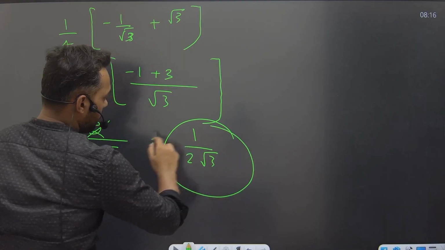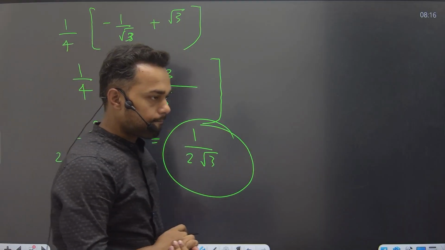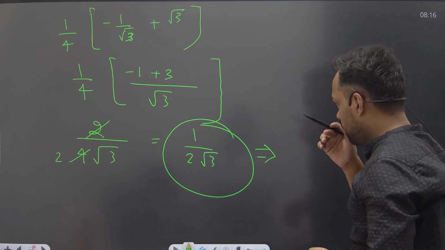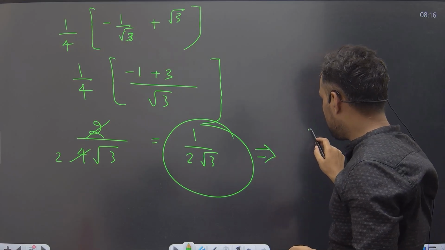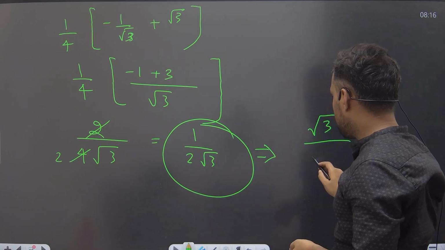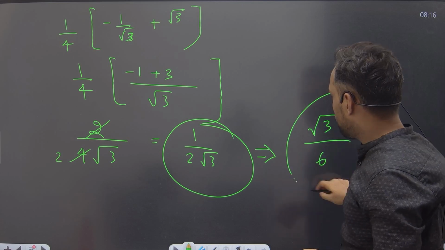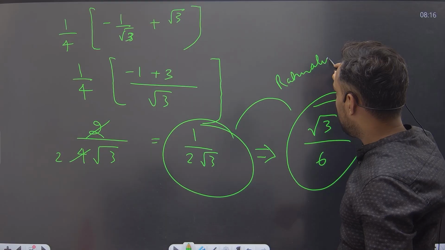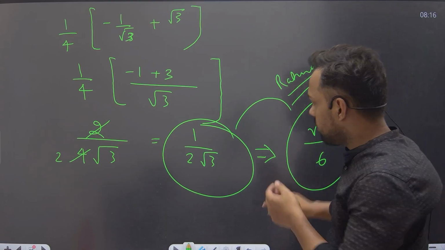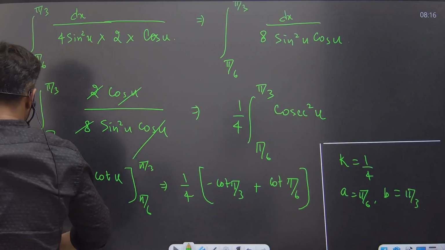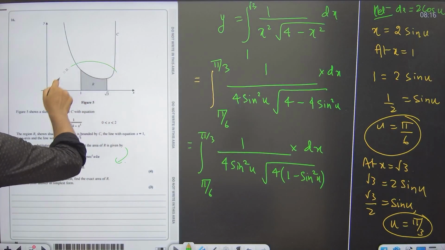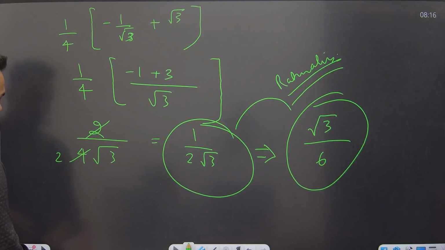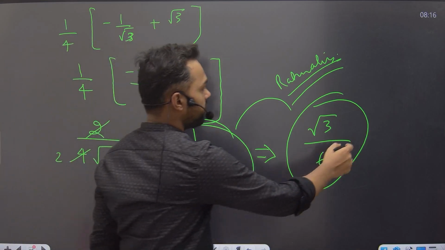This is the area. Even this could be simplified further if we rationalize it, so you will get root 3 upon 6. Both are correct; I have just rationalized it. So this is the particular area which was shaded in the figure. This is the particular area: root 3 by 6 units.